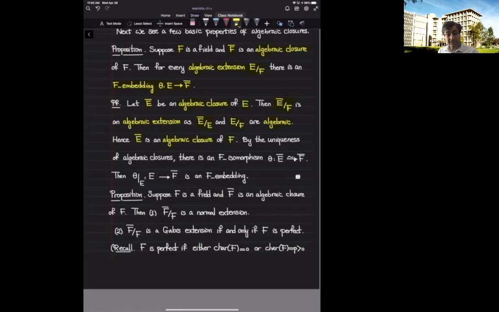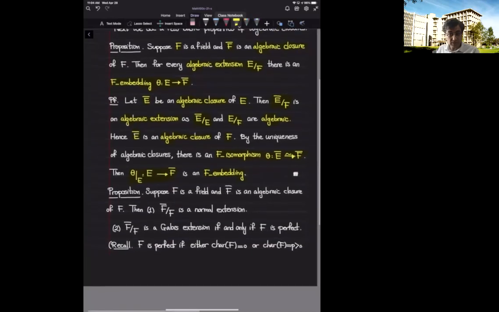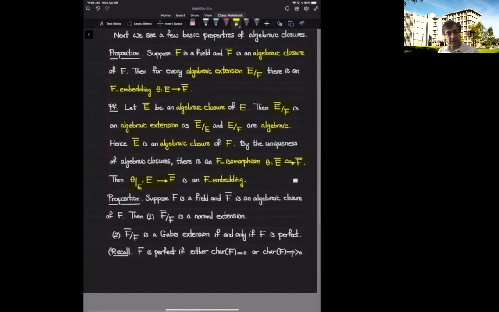Now, by the uniqueness of algebraic closures, there is an F isomorphism from E bar to F bar. Now I can restrict it to E and get an F embedding from E to F bar. And that completes the proof of this proposition. So an algebraic closure of a field contains a copy of every single algebraic extension. So you see the importance of understanding F bar over F.